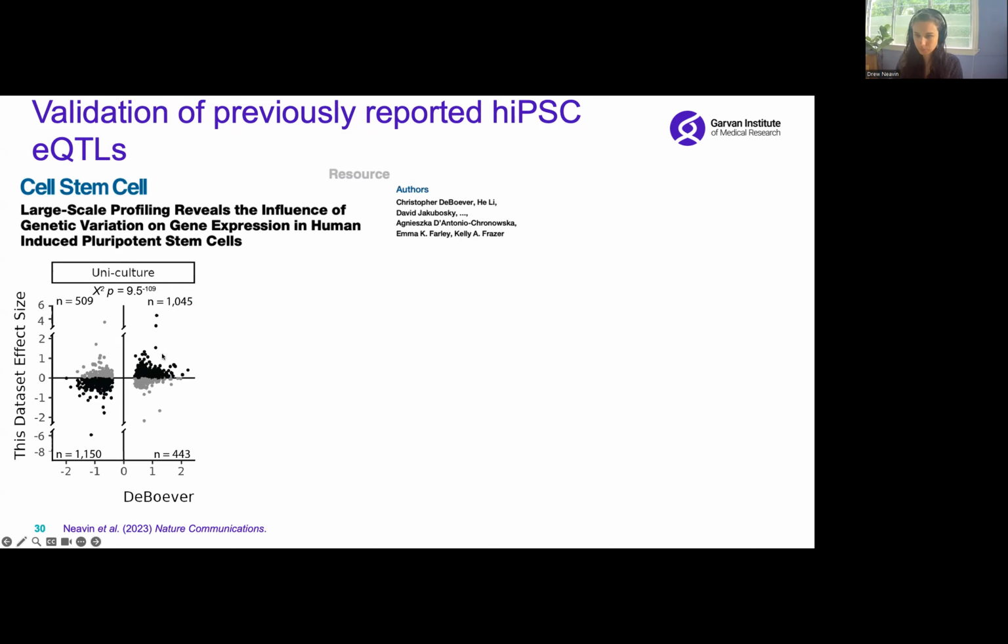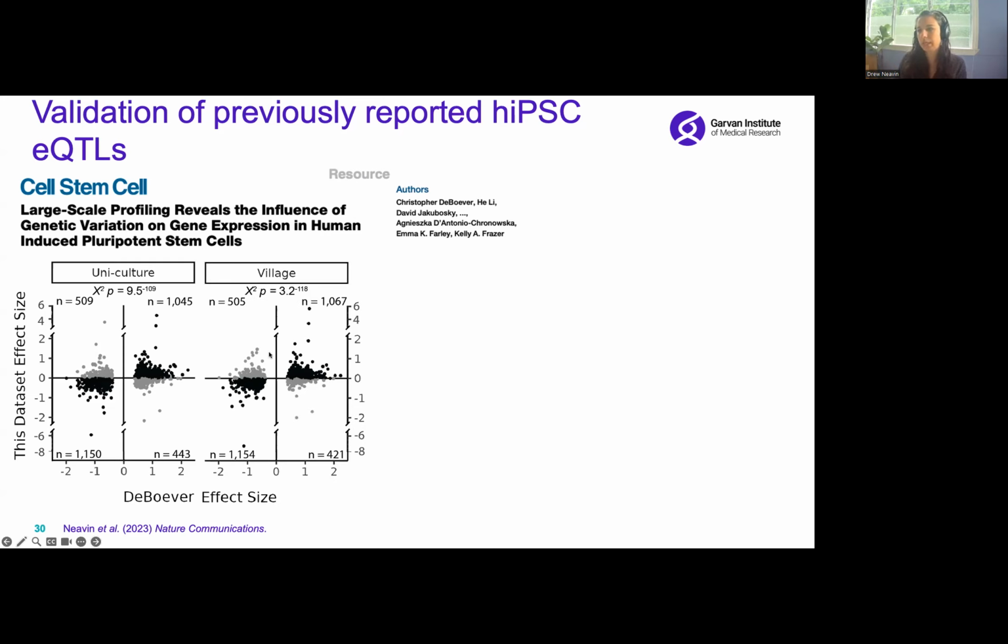So as you can see here, most of the eQTLs are falling in the upper right-hand and lower left-hand quadrant, with fewer eQTLs falling in the off-diagonal quadrants. And this is just in the uniculture. So when we look at the village culture, we can see almost the exact same pattern where we're seeing replication of the eQTLs that had been previously reported.